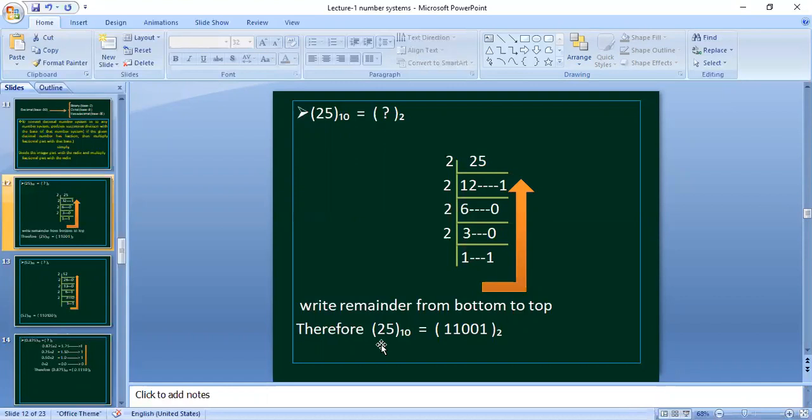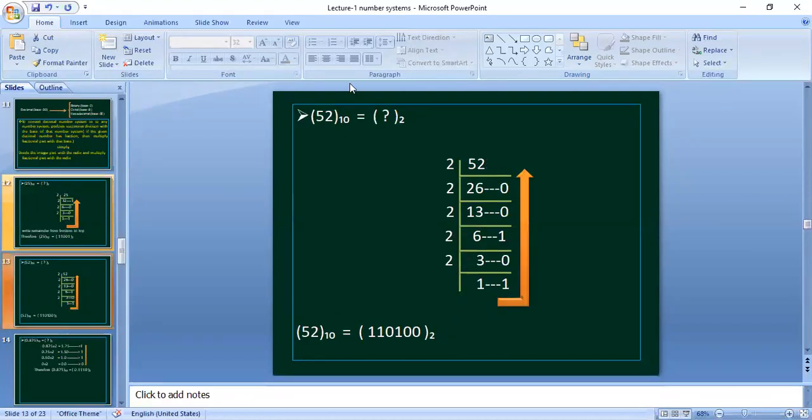Okay. And next, one more example I am taking. That is 52. So 52 is the given decimal number, and we need to convert it to binary. Here the given decimal has only an integer part. So we need to do successive division with the base or radix of binary, which is 2.